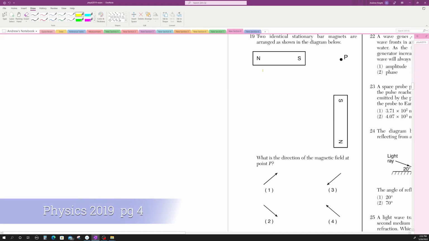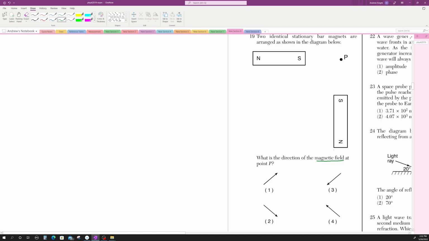Question number 19. We have two identical stationary bar magnets as shown in the picture. What's the direction of the magnetic field at point P? Well, we have to remember that the magnetic field is drawn out of the north and into the south. Again, it's drawn out of the north and into the south. And if I were to do this again, you'll notice this magnetic field would be going something like this. So at P, it's going in this general direction.